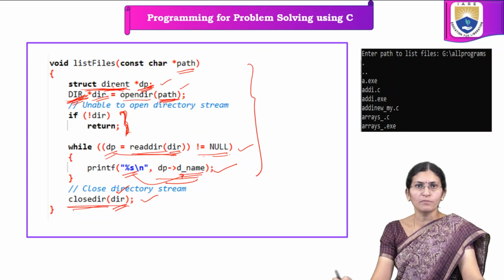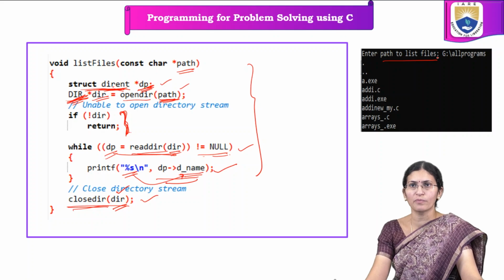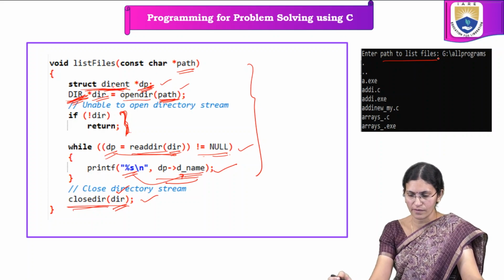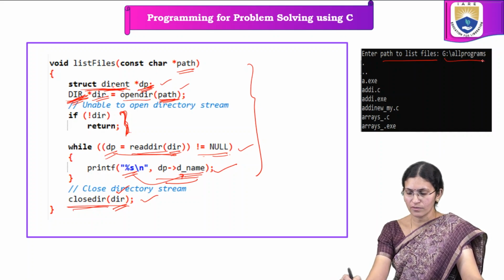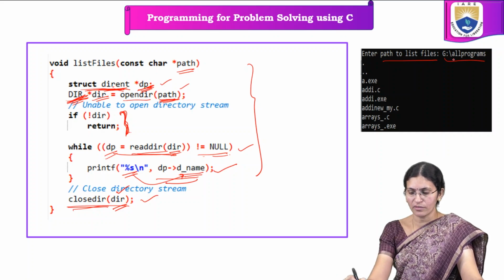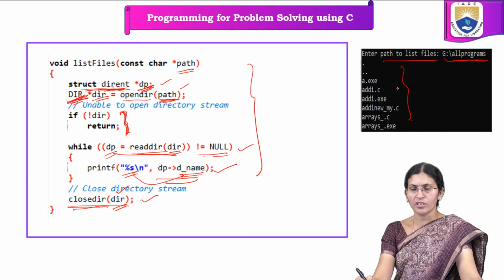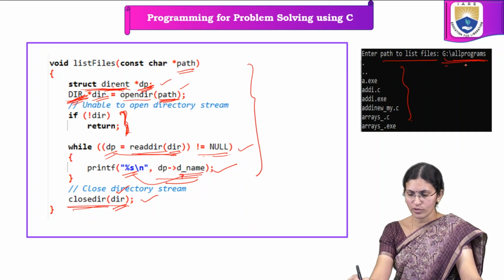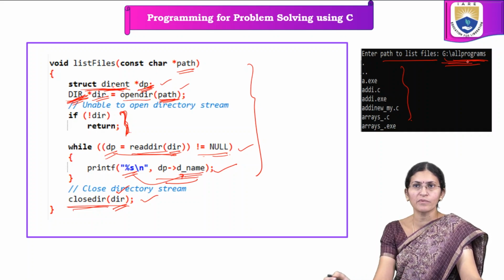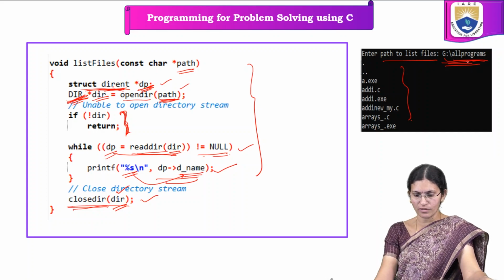If you run and execute this program, this is the first line which is printed: enter the path to list the files. Suppose I have given this path. In the G directory, we have a folder called all programs, and in that many files are there. These are the files which are displayed on the screen. This is the output of this program. It will change depending upon the path which you mention here. This path can be an absolute path or a relative path.